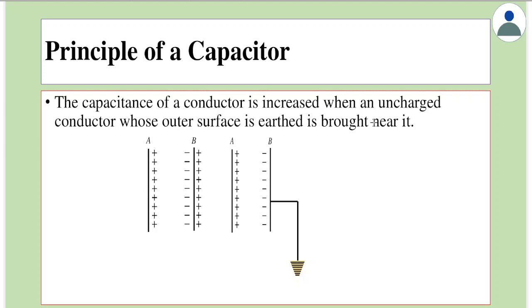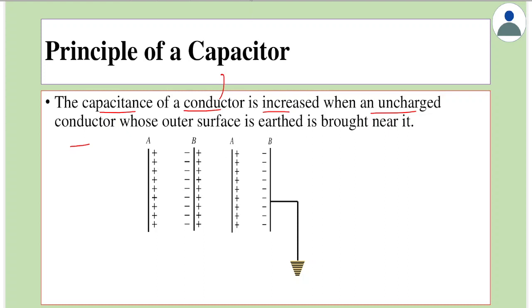Hello everyone. Let's study the principle of a capacitor. Now, it says that the capacitance of a conductor, which basically means a capacitor, is increased when an uncharged conductor whose outer surface is earthed is brought near it. It will become clear what this means as we go.